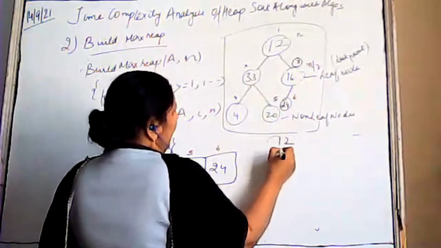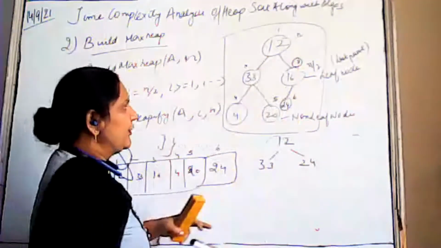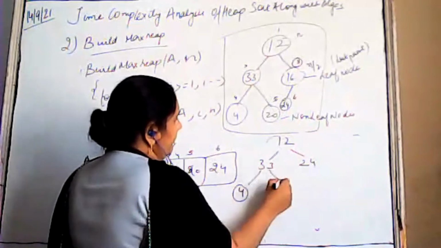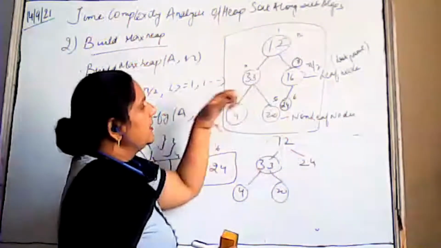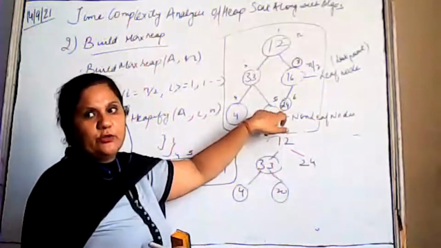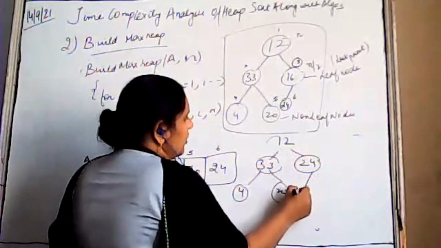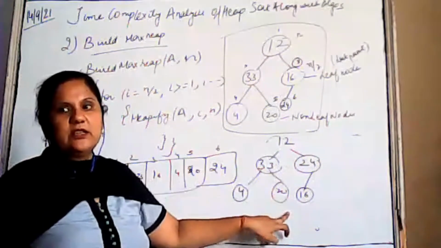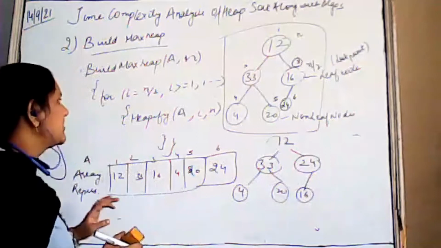So this will become 12, 33, 24, because we are going to swap it, since we have to heapify. 16 is smaller than 24. So 24 will go up and 16 will come down. So this is being exchanged. So 16 is the left child of 24. This is how heapification is done.